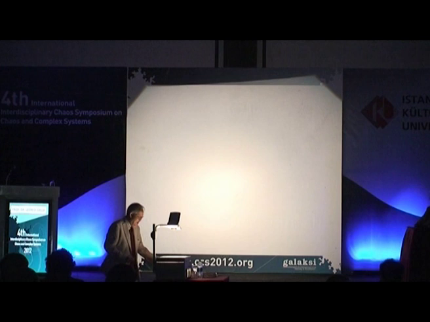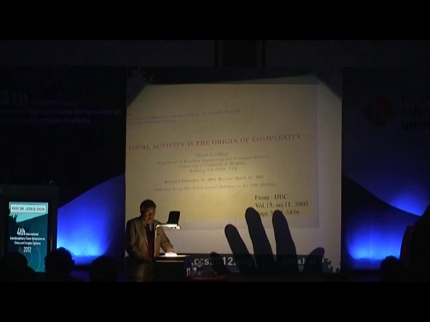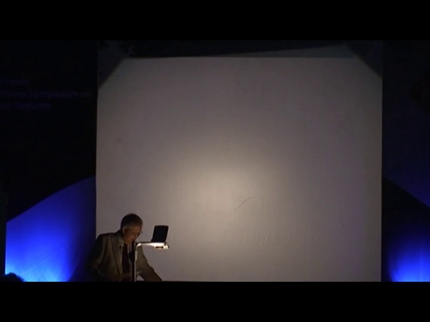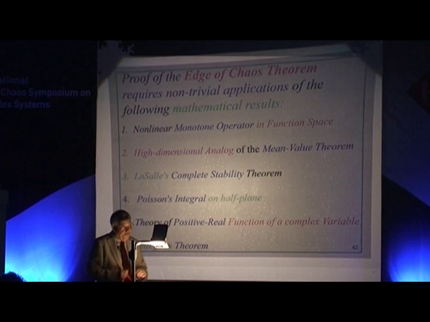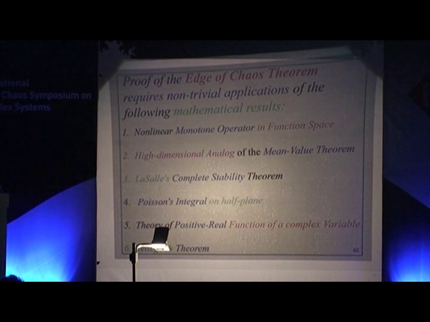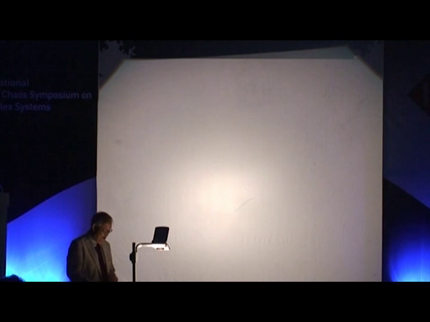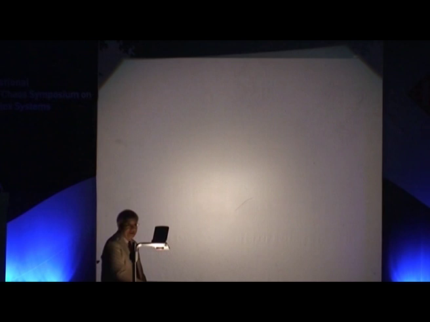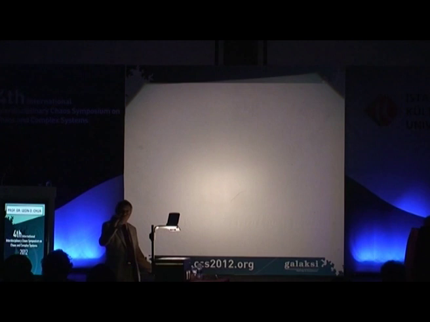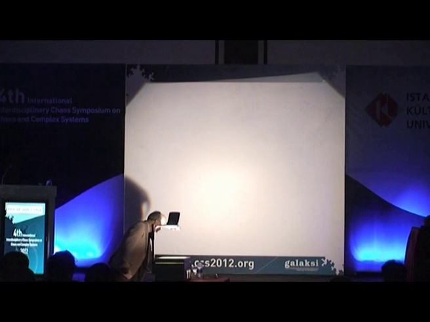And as I said, the basic proof is in my paper of 2005. And the proof, just to tell you, is not trivial. It requires a non-trivial application of the following mathematical resources. You need to apply nonlinear monotone operators in function space. You need a high-dimensional analog of the mean value theorem. You need Lasalle's complete stability theorem. You need Poisson's integral on the half plane. You need the theory of partial wave functions of a complex variable. And you need Perrin's theory. At least six totally unrelated topics to prove this theory. So it is not trivial, okay? All right, but the good news is the test is trivial. All you have to do is look at the real part of the complexity function and find out whether it is negative at some frequency.